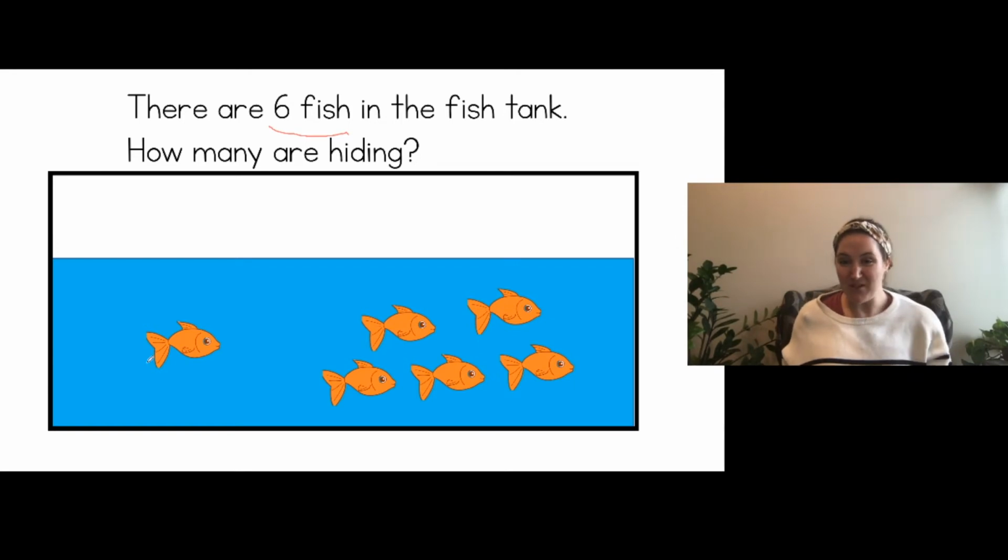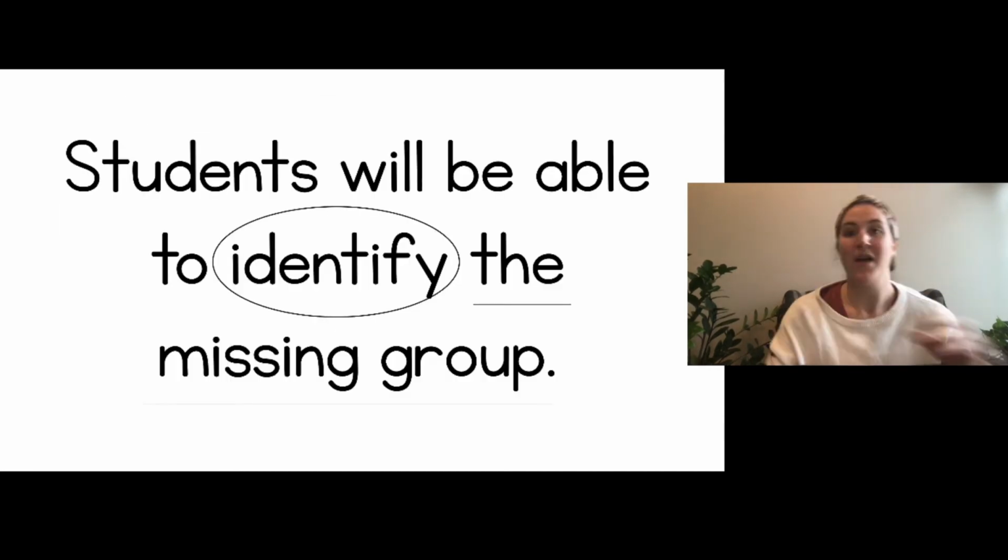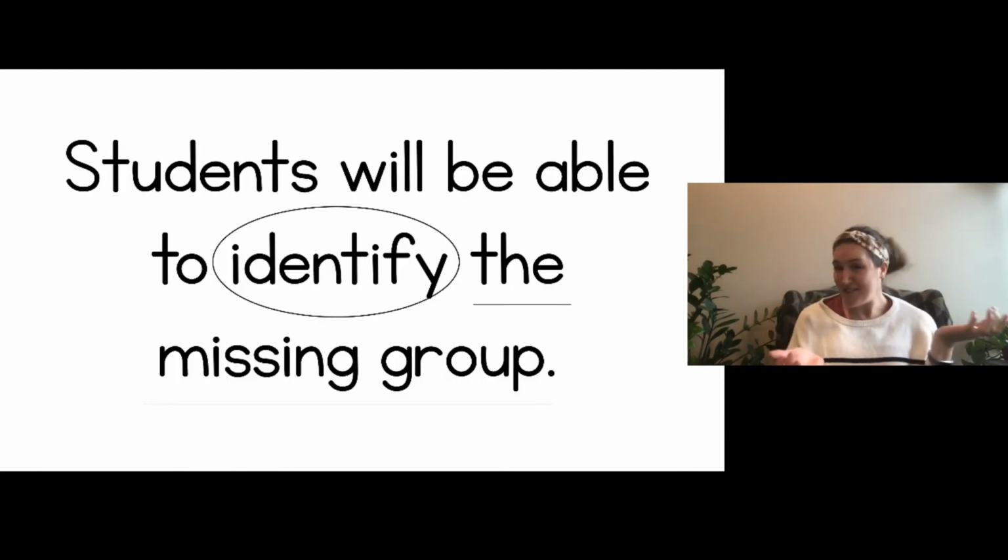Ooh, let's count to see what that number is. 1, 2, 3, 4, 5. Did you get that? Good for you. 1 plus 5 equals 6. Wow, great job, kindergarten. Okay, so let's look at what our objective was for today.